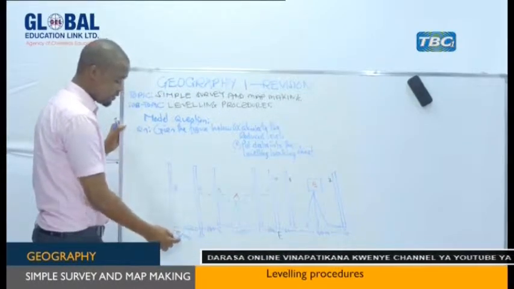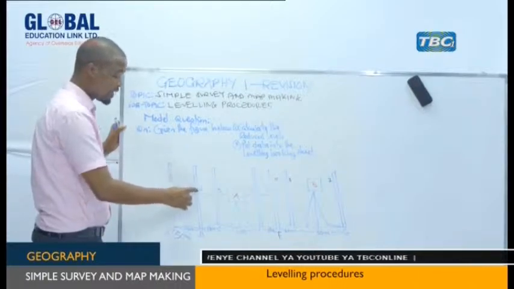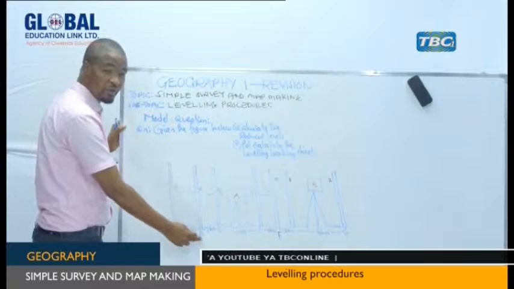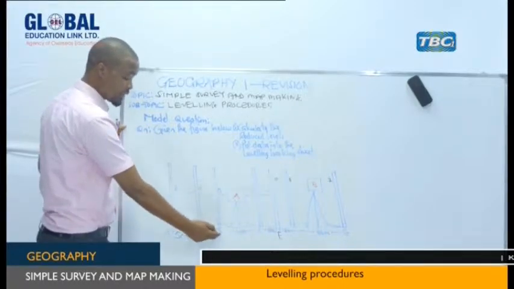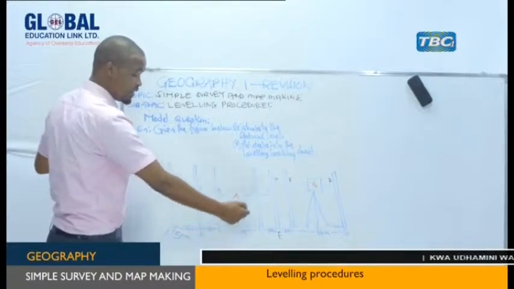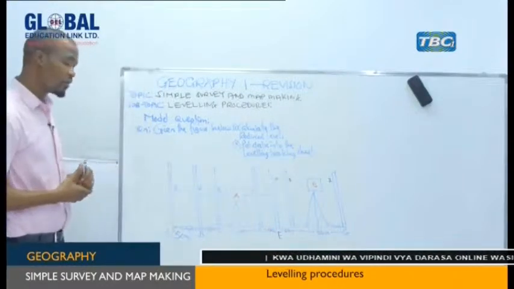So if we take 50 plus 8, it means we will get 58. Then 58 minus 6 to get the reading at point B, it means we will get 52. 58 minus 5, we will get the reading at point C. Then we do the same to the other leveling staff readings.